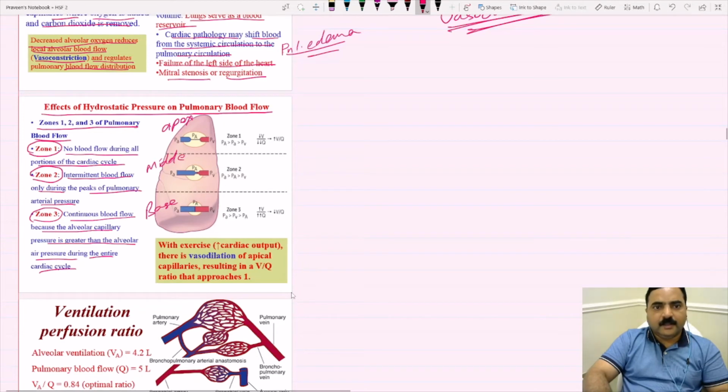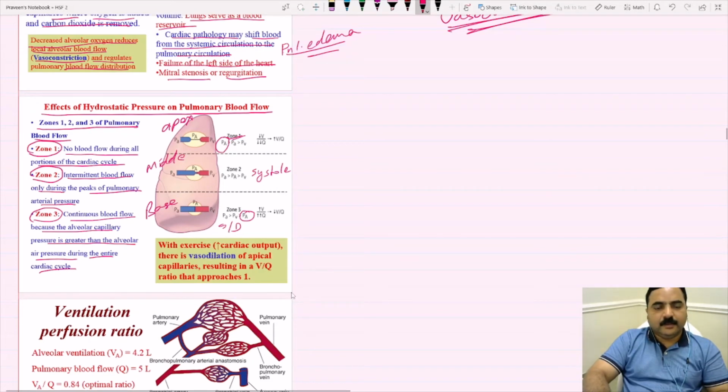In zone 1, the alveoli are big, and the alveolar pressure is more than the capillary pressure. So in zone 1, there is no blood supply happening because of that. In zone 2, only during systole do you get the blood supply. And in zone 3, the alveoli are very small and the alveolar pressure is always less. So what happens? You always get the blood supply, during systole and during diastole.